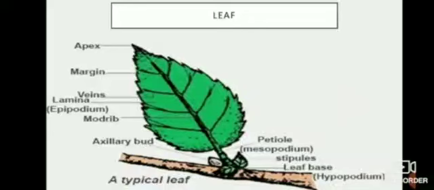So now we can observe that the leaf is attached with a stem with the help of a structure called petiole, and the leaf is also having a leaf base. At this place there are also some stipules, and the leaf is green in color because of the presence of a pigment called chlorophyll, which helps in the photosynthesis process.